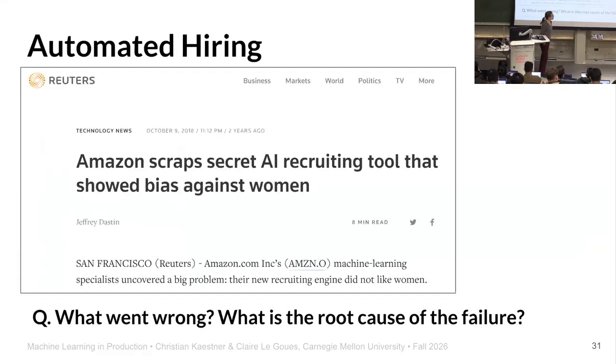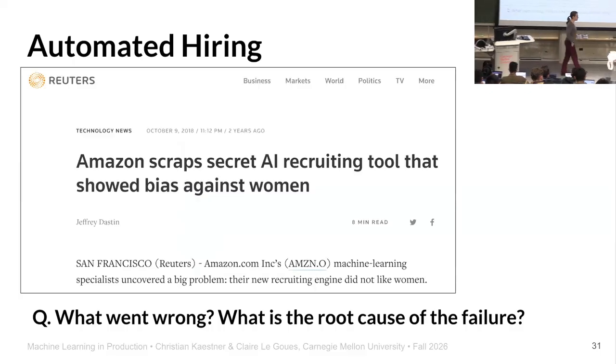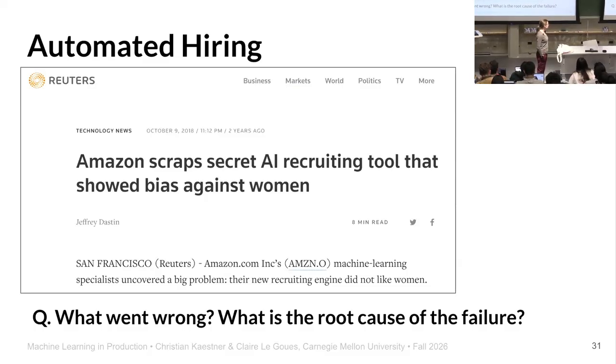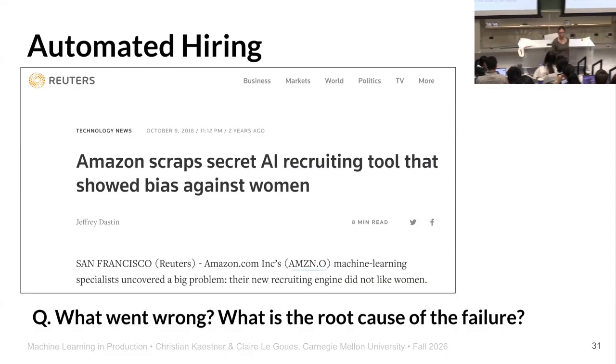There are other things that are more, let's say, specific to machine learning types of failures. So a number of years back, there was quite a bit of coverage of Amazon scrapping a secret AI recruiting tool. It's all come back now, right? But there was quite a bit of press on this because it ended up being biased against women. So what's the root cause? What happened? What's the issue here? The data was skewed towards men, so the AI's answer was biased.